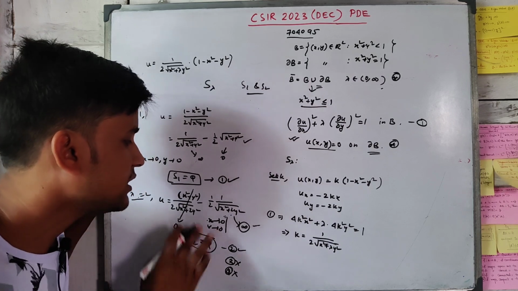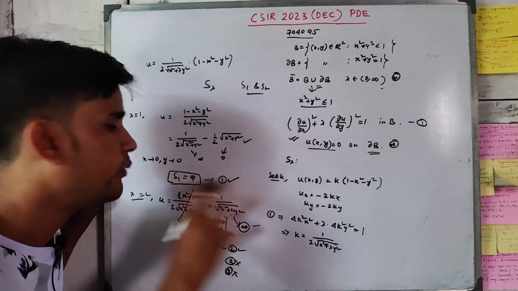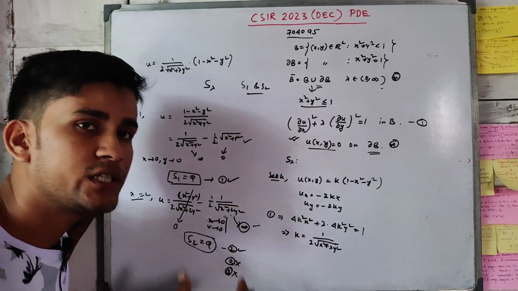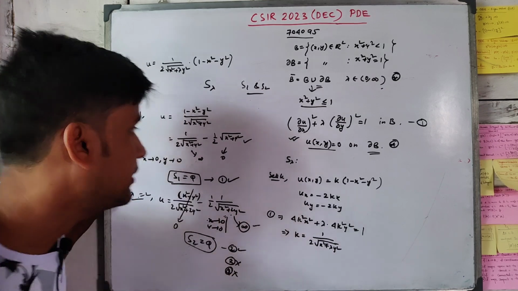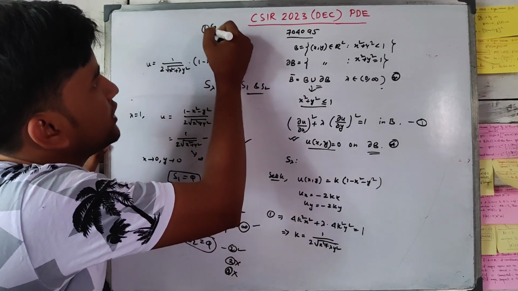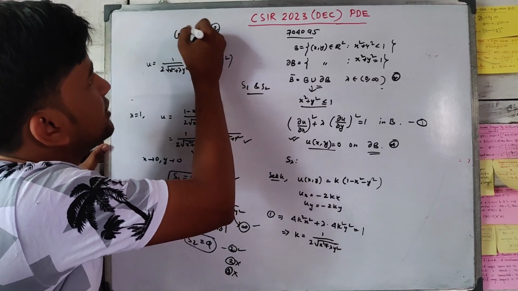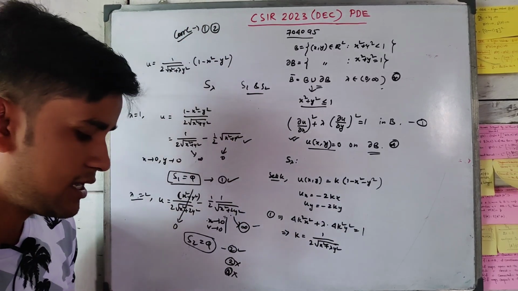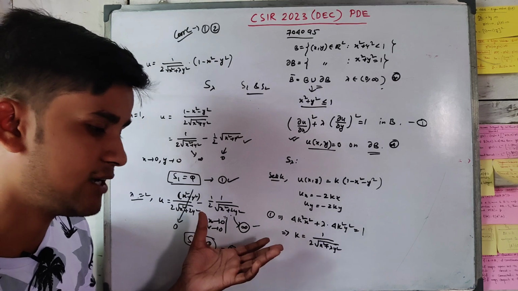There are not so many functions of x and y which are twice continuously differentiable. Okay, so in this problem, option 1 and option 2 are the correct answers. So these are the two correct answers. I think this question is understandable.